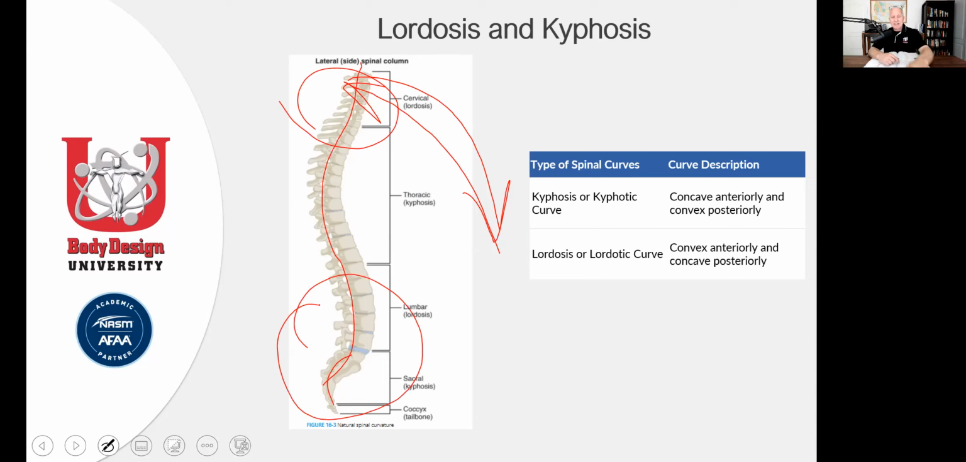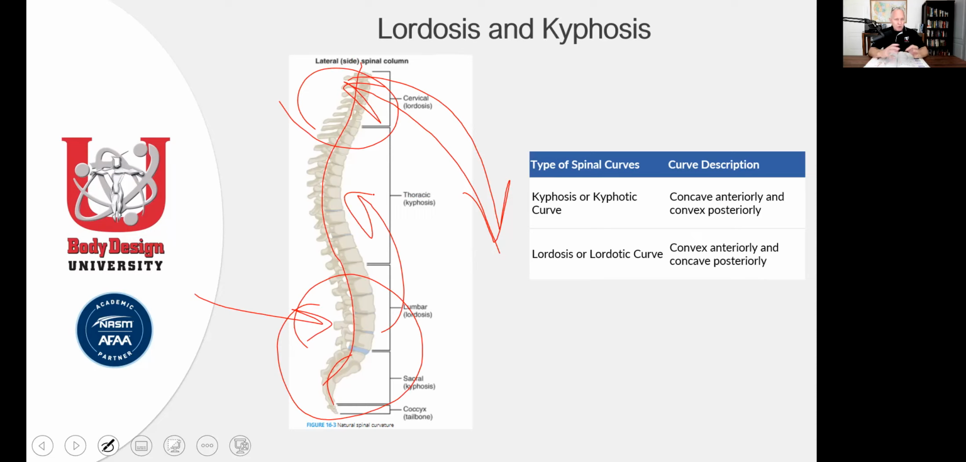So we're going to see increased curvature or increased lordosis, which of course could cause problems with the thoracic spine, where you get increased kyphosis.